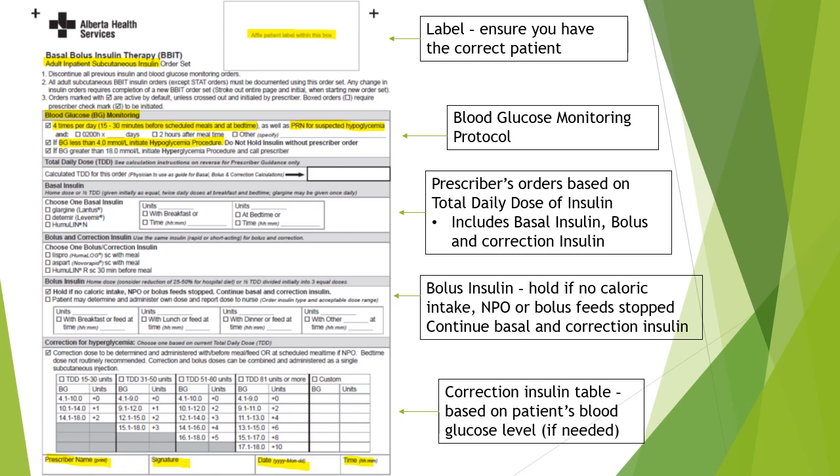And in the case of a patient that has a blood glucose of 18 millimoles or higher, then you're going to initiate the hyperglycemia protocol and then call the prescriber. In this case, you're generally going to anticipate that the physician would order some type of a fast or rapid acting insulin to help decrease that blood glucose so that you can help manage or prevent diabetic ketoacidosis.